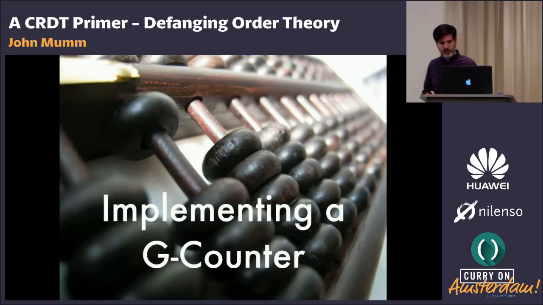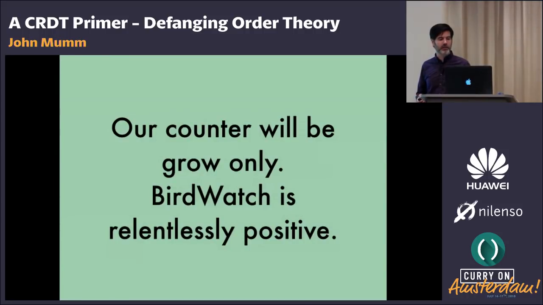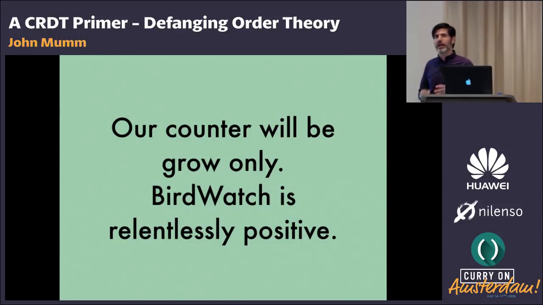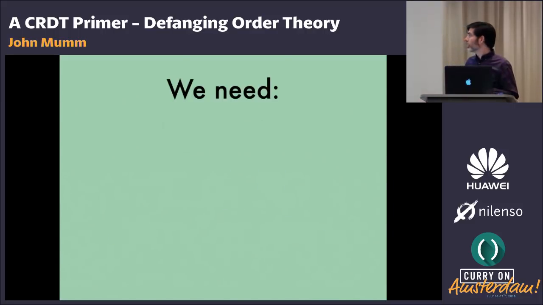Okay, so now let's do it. Let's implement this G counter, what we're calling a G counter. And a G counter is a grow-only counter. Now, why do we want a grow-only counter? Well, Birdwatch is relentlessly positive, right? We want our users to be as happy as possible at all times. And nothing makes you less happy than seeing, hey, I got all of these engagements. Oh, wait, they went away, right? So we don't want that to happen. And then there's this other smaller reason that this happens to be a simple CRDT.